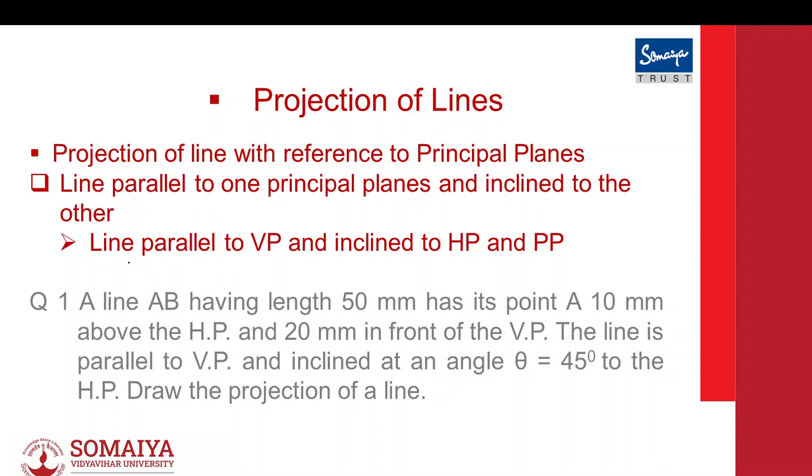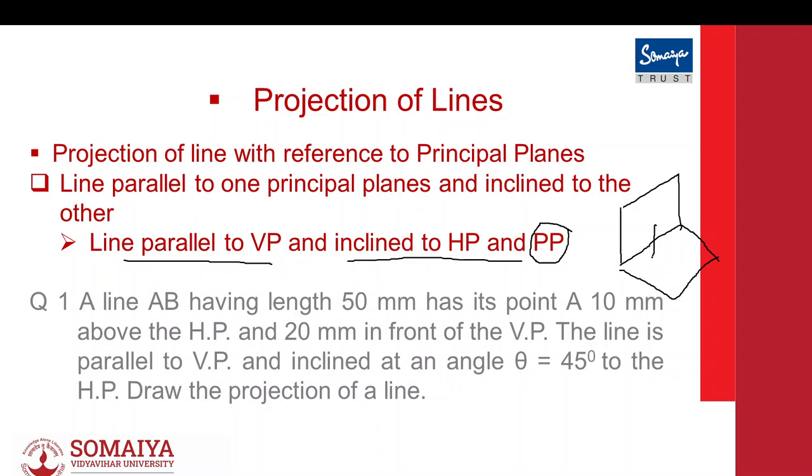Now let us take a line which is parallel to VP and inclined to HP. Even though the line is inclined to the profile plane, we may not be required to consider that. These two things are enough to understand how we can locate the line. So now understand what is given. This is the vertical plane. This is the horizontal plane. Now what is mentioned? The line is parallel to VP, but inclined to which plane? Horizontal.